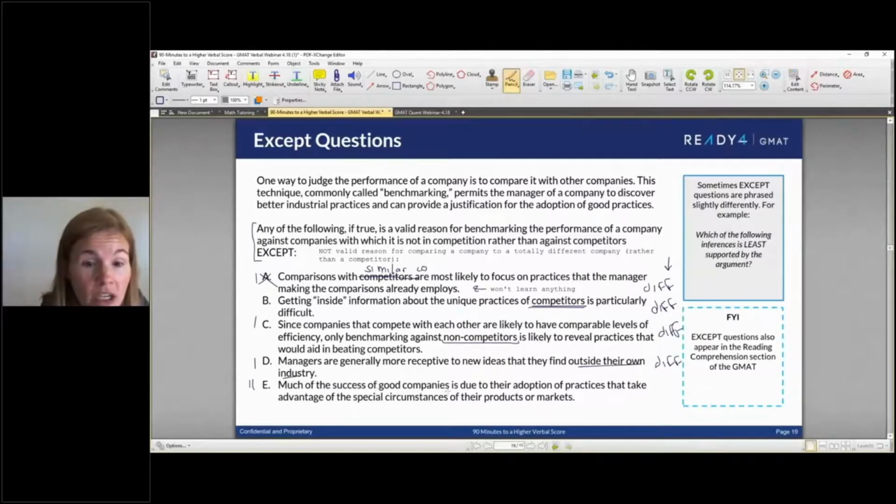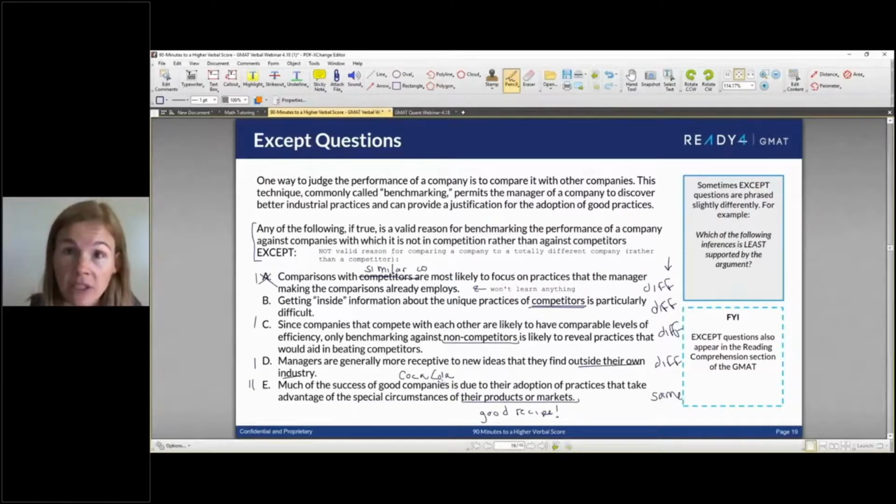So what this is saying is that a good company, like let's take Coca-Cola, is due to their adoption of practices that take advantage of the special circumstances of their products or markets. So in other words, Coca-Cola is a good company because they have a good Coke recipe. Okay? If you run a tire company or a landscaping business, you're not going to learn anything from studying Coca-Cola, right? Because Coca-Cola is good because of their recipe. The tire company is good because of their tires. So this is arguing in favor of looking at companies that are similar.